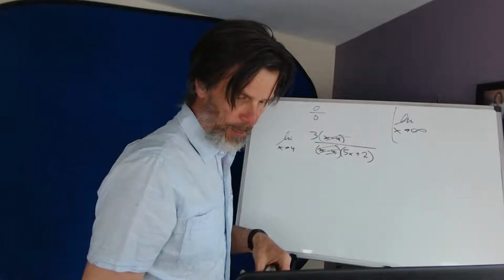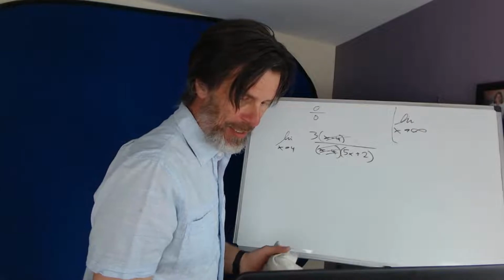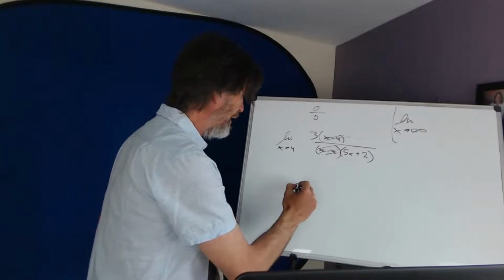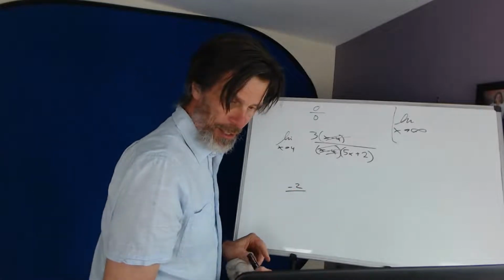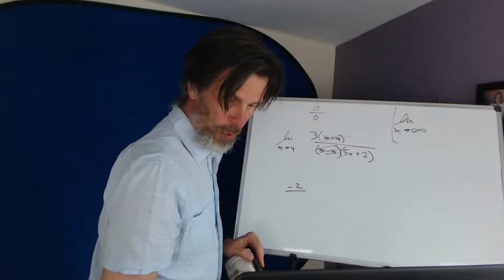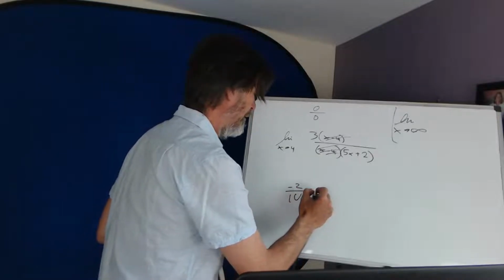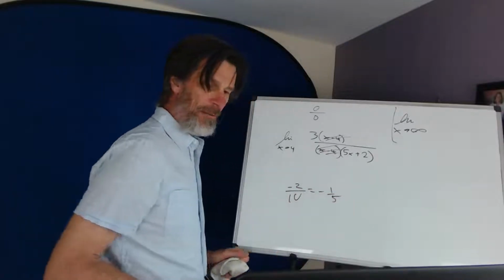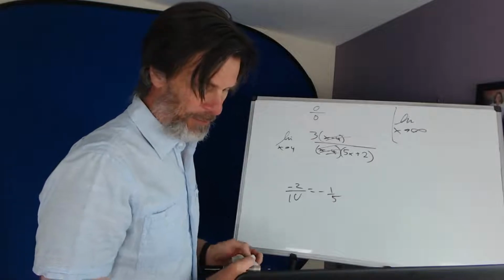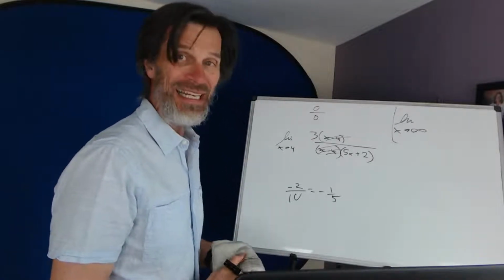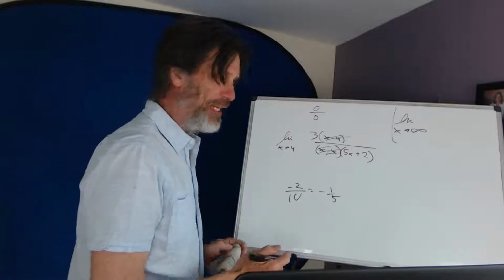Okay. Part B, limit as x approaches negative 3. I'm going to plug negative 3 in there. I get negative 2 in the numerator, negative 3 in the denominator, 1 minus 9, negative 9 is 10, negative 1/5. We got a number. Done. Okay. I'm going to move to problem D and then come back to problem C.